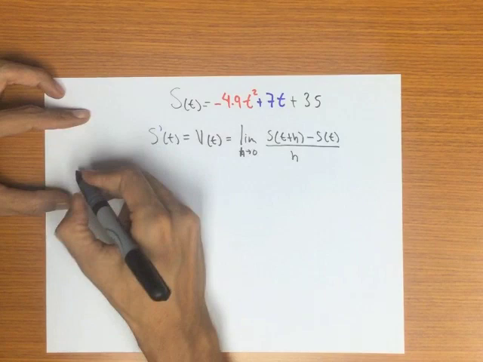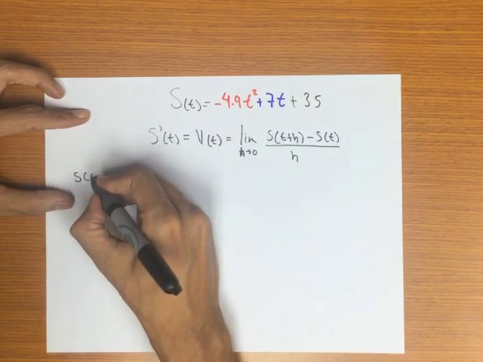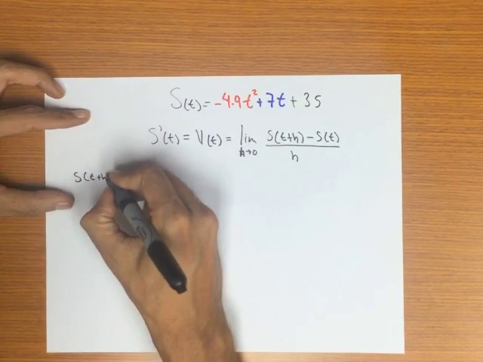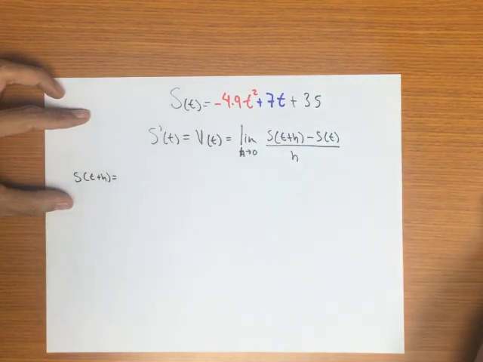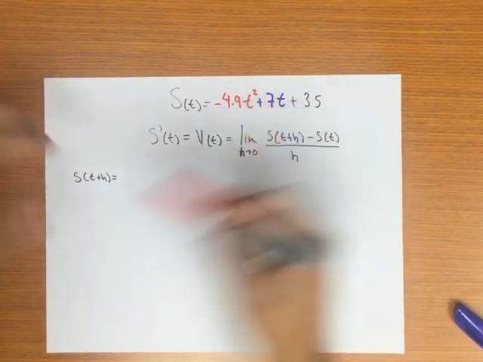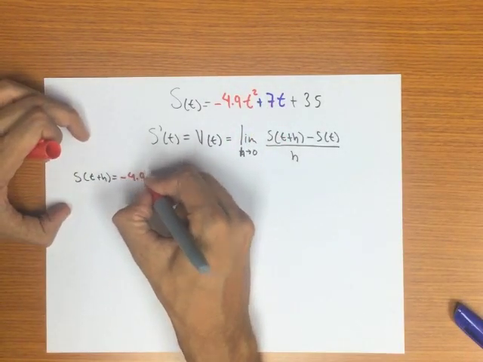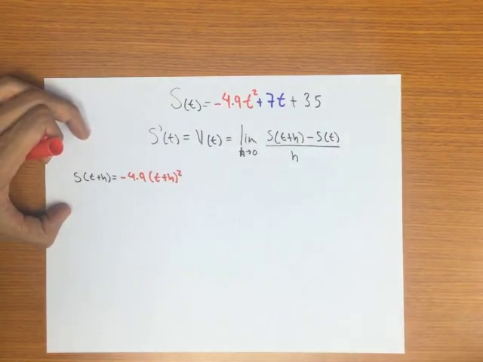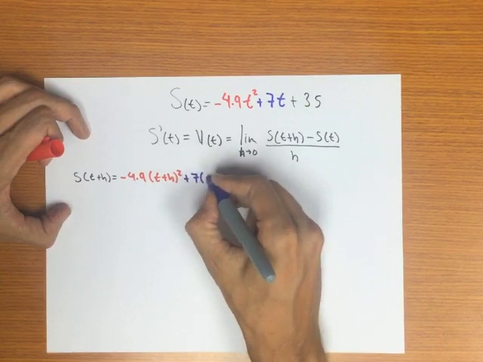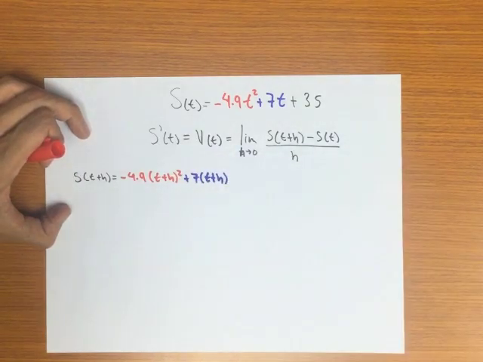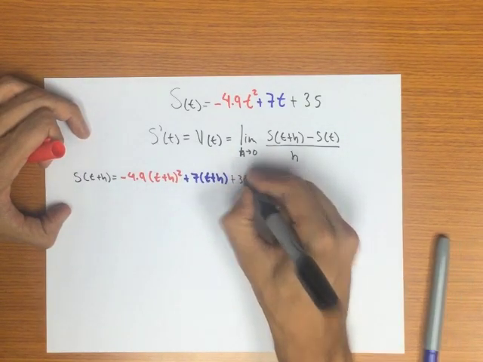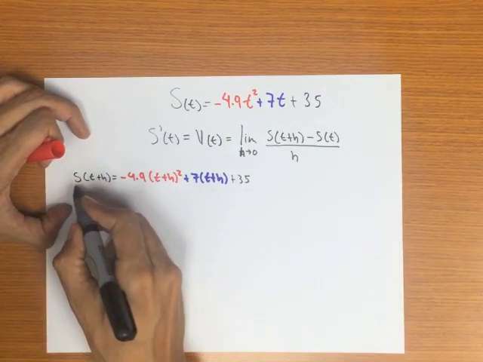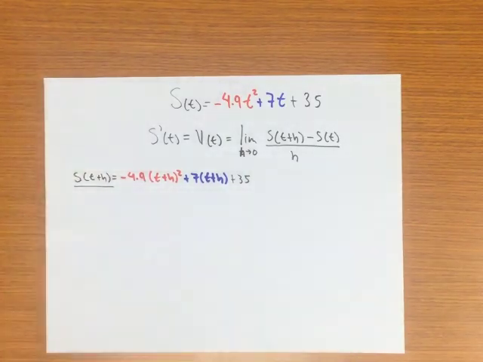meaning that you have to obtain the s of t plus h function, and this will be equal to negative 4.9 times (t plus h) squared plus 7 times (t plus h) plus 35. This is the definition for the function s of t plus h.